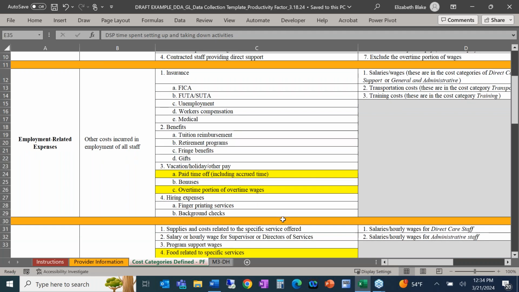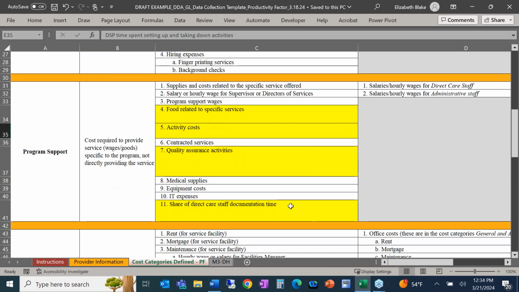So for example, for employment-related expenses, instead of reporting the cost of paid time off and the overtime portion of wages in the ERE category where you normally would have in the general ledger template, you're now going to transition and only report these costs in the ERE portion of the productivity factor table.